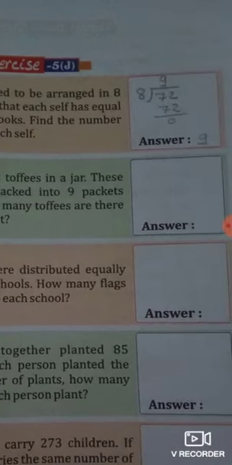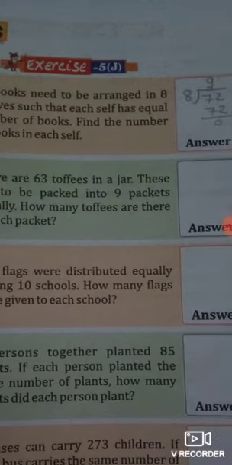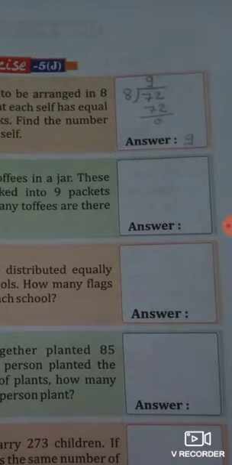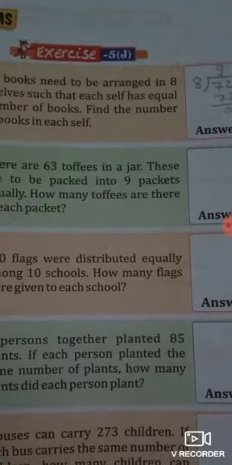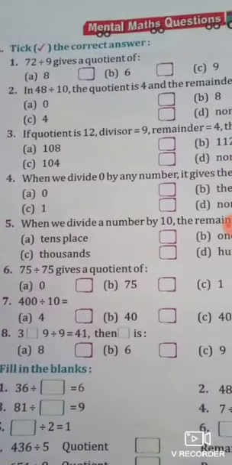So we will write the number of books in each shelf equal to 9 books. Got it, children? So children, you will solve the rest of the questions yourself in this exercise like the first question. Now we move on to the next exercise. This is a mental maths question and this is a revision exercise. You will solve this exercise yourself.